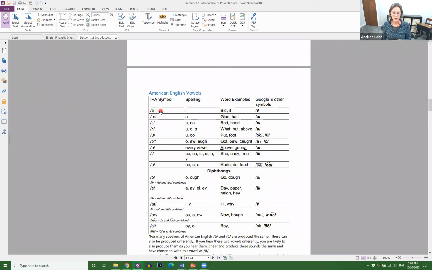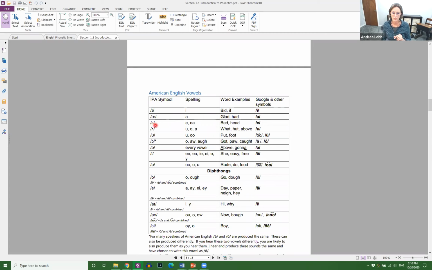The IPA symbol for the short I spelling sound is a capital I. In Google, you're going to see it written just with a lowercase i. If, bid, in. IPA has this AE combination for this short A sound. In Google Dictionary, it's just a lowercase a. Glad, had, mad.